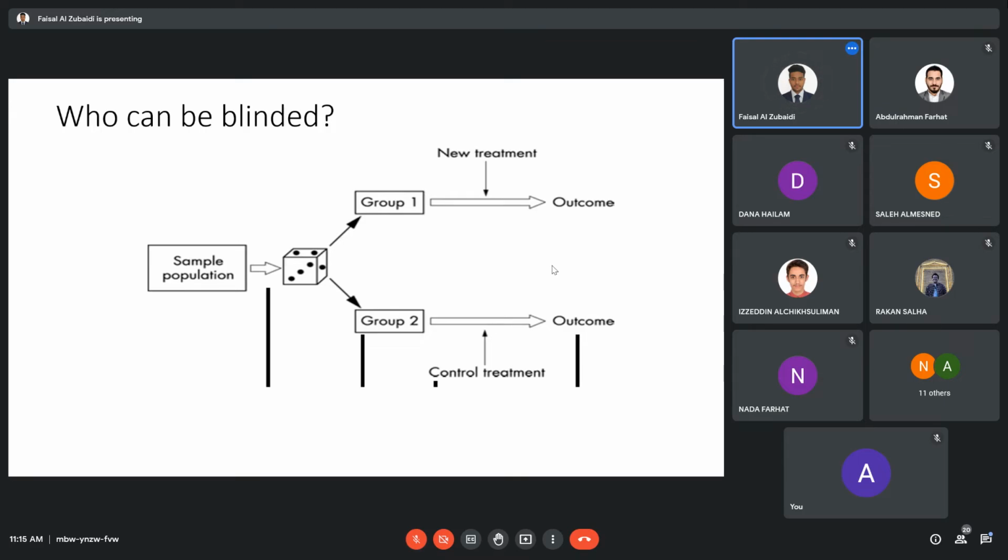Dana? Yes, doctor. We have a pool of population. Let's say we have 1,000 persons. Then we have to select 100 and divide them into two groups, the one taking the placebo and the one taking the real actual treatment. So at this first level, who should be blinded and why?